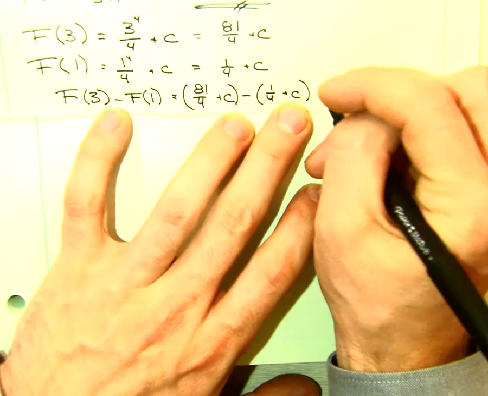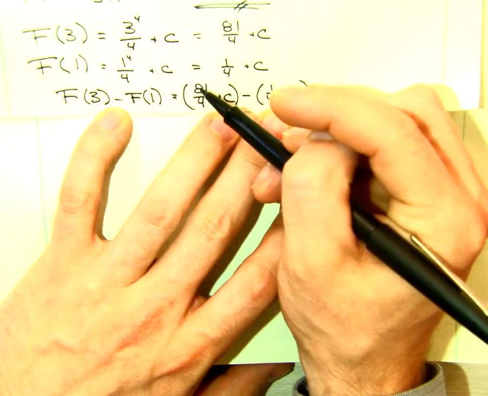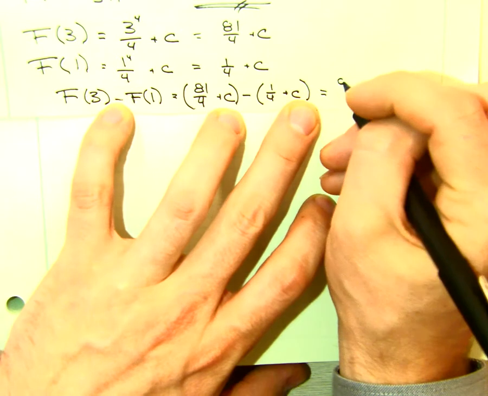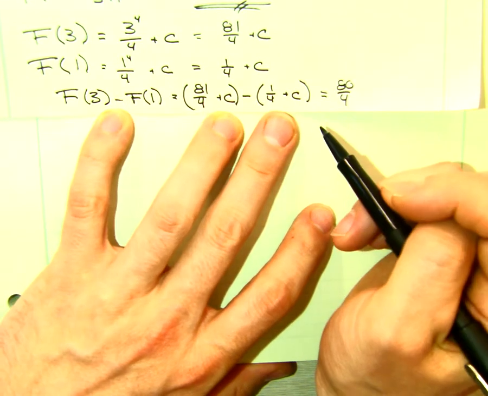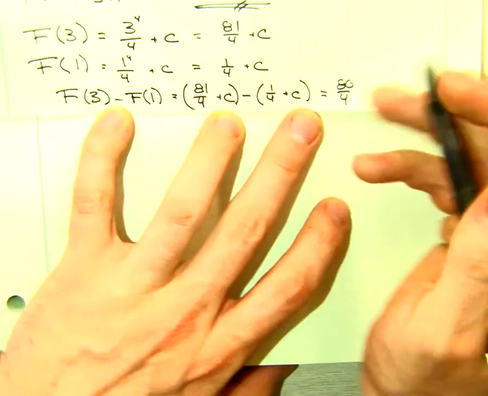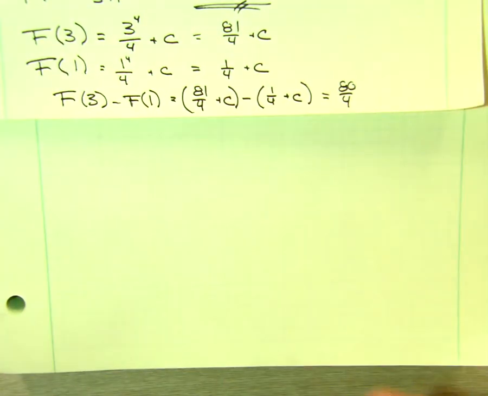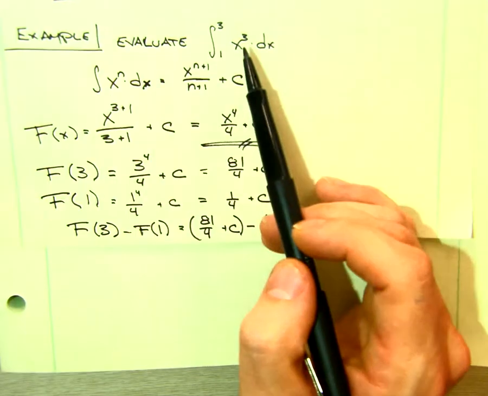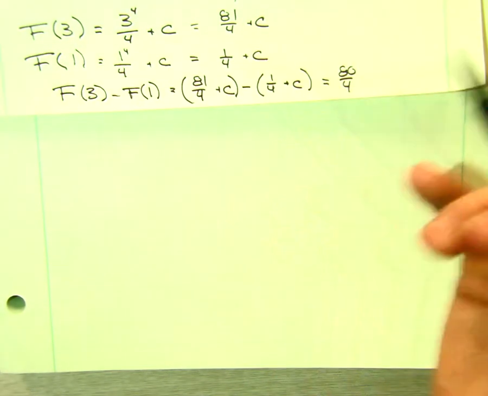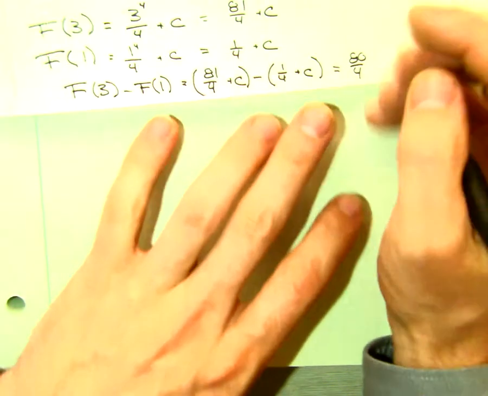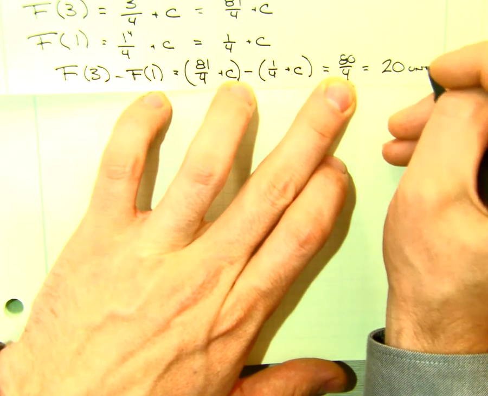Now I'm super, super close to my answer. So 81 divided by 4, this negative sign gets distributed here, so I end up with 81 divided by 4 minus 1 divided by 4, which is just going to be 80 divided by 4. And then I've got c minus c. That's what this negative sign does when you distribute it, the c's cancel out. So I don't have to worry about the c's. When you're doing definite integrals and you're actually evaluating these integrals at these endpoints, you don't have to worry about the c's because the c's will just end up canceling. So here I just end up with 80 divided by 4, which is equal to 20 units squared.